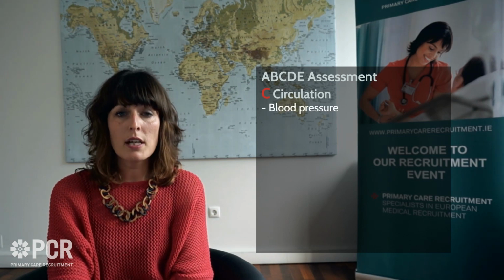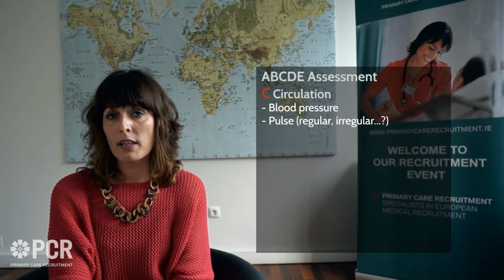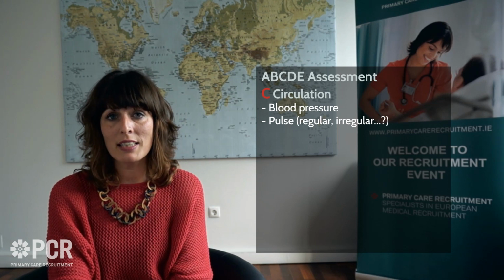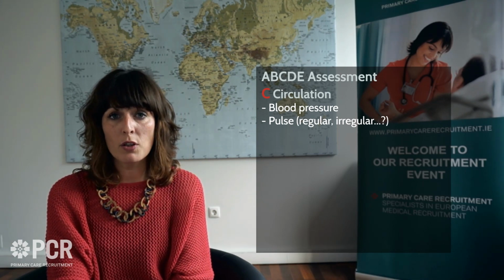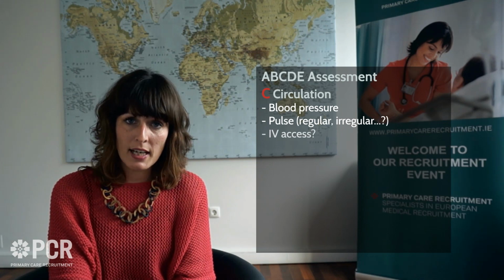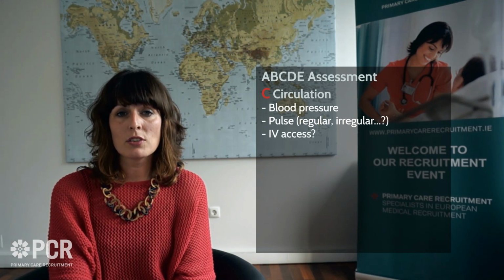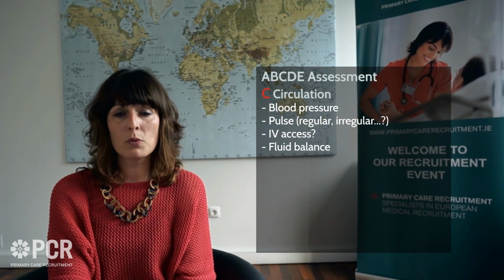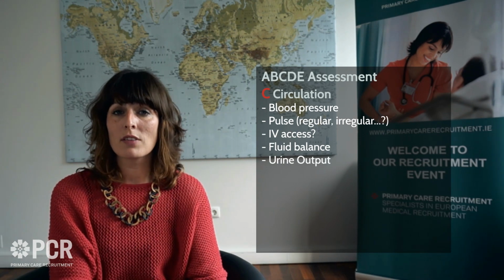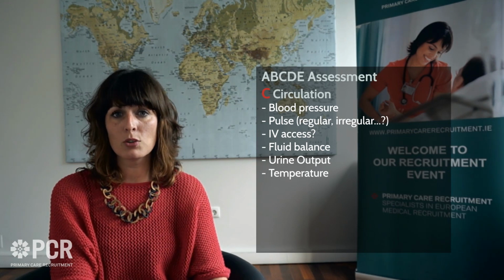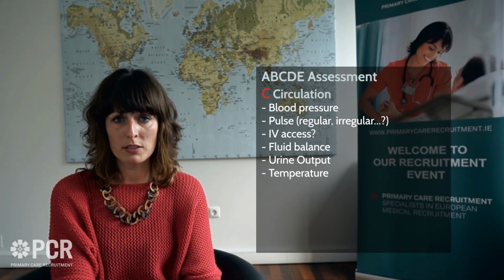Then you can move on to circulation. Circulation would include an assessment of the blood pressure and the pulse. Is it regular? Is it irregular? Is it thready? Is it bounding? The blood pressure, is it high or is it low? Has the patient got intravenous access? Has the patient got intravenous fluids? You would check the fluid balance, look at the urine output, and check the temperature. Those are the sorts of things that you would look at for circulation.